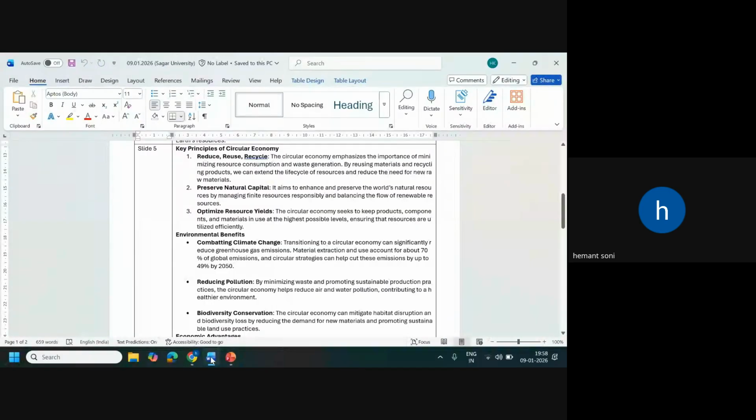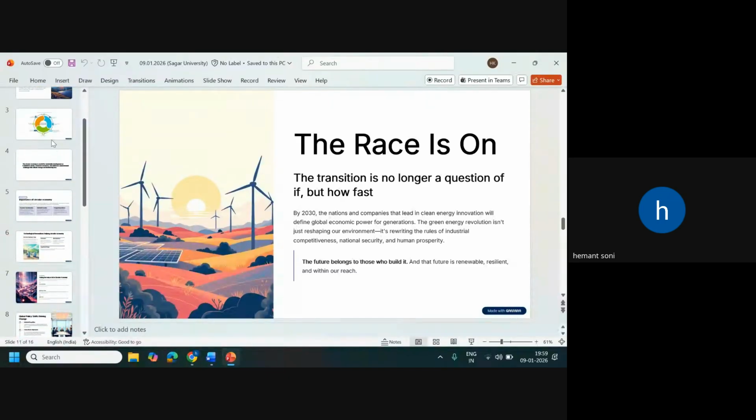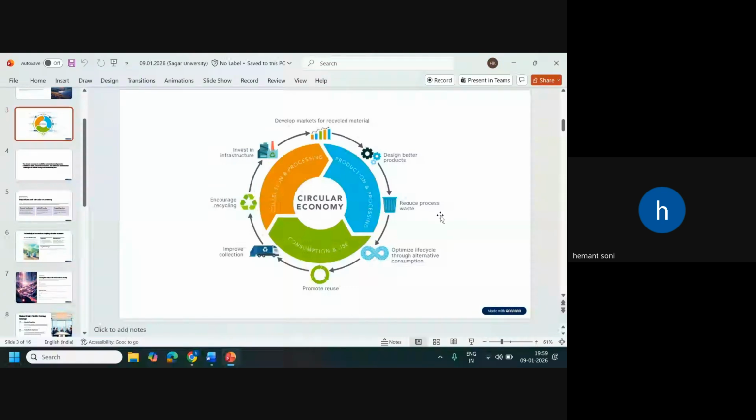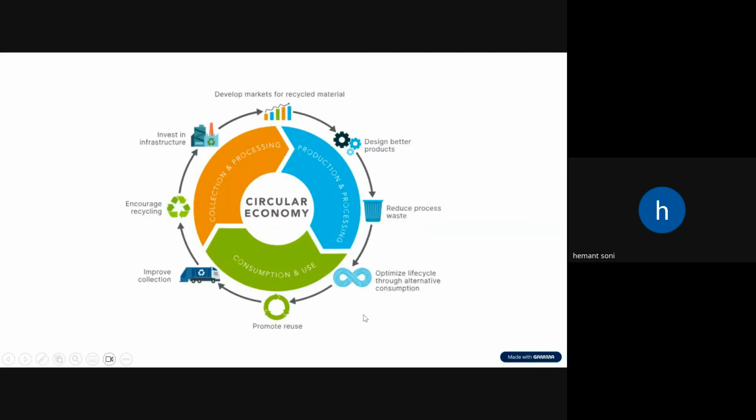Okay, so what I was trying to show you is what are the key principles of circular economy. So now the key principles, as I have been speaking on them for some time now: reduce, reuse, and recycle. These are the basic steps. The circular economy emphasizes the importance of minimizing resource consumption and waste generation. So, as can be seen from the earlier picture that I had shown, and I will put it again. Yeah, this one. So, promoting reuse.